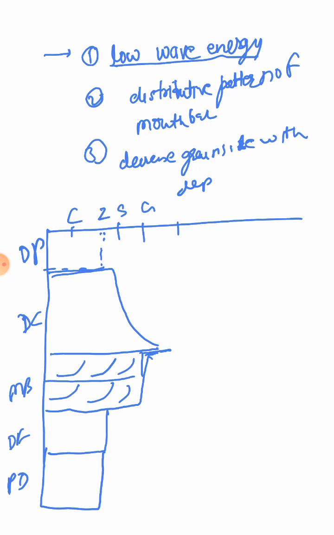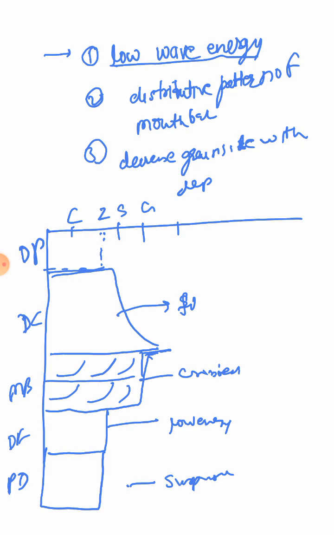In the pro delta, suspension occurs, and delta front is low energy, then mouth bar is cross bedding, then distributary channel is similar to fluvial because distributaries are rivers, and the delta plane is floodplain deposit.